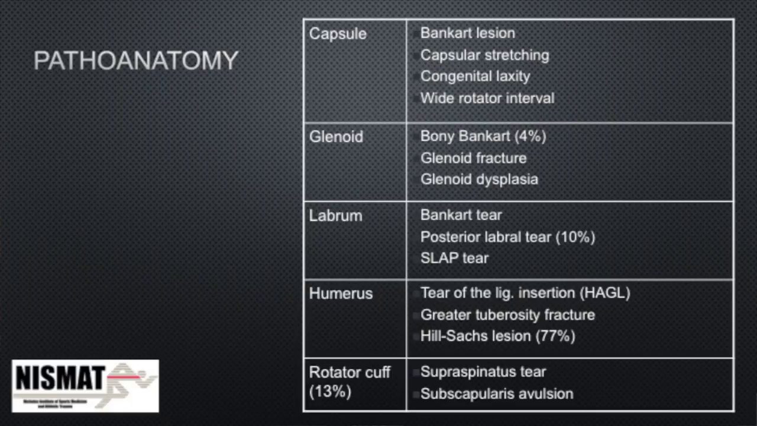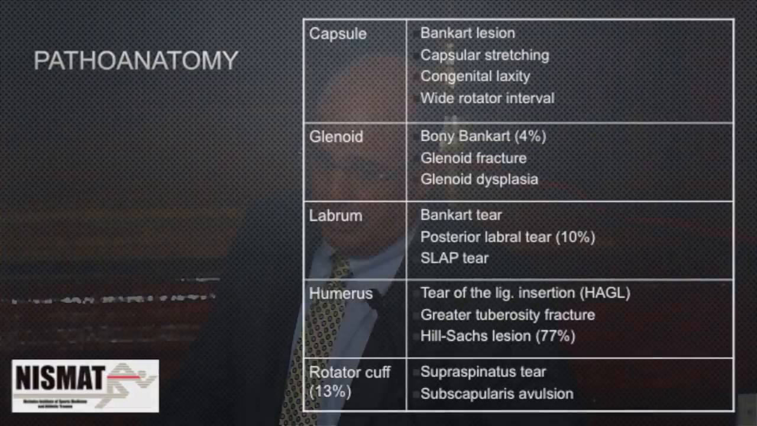A labrum with a Bankart tear, both anterior and posterior tears, and supralabral tears, and problems with the humerus, tear of the insertion of the capsule on the humeral side, and rotator cuff problems can also cause instability in these patients. So let's talk a little about glenohumeral instability.